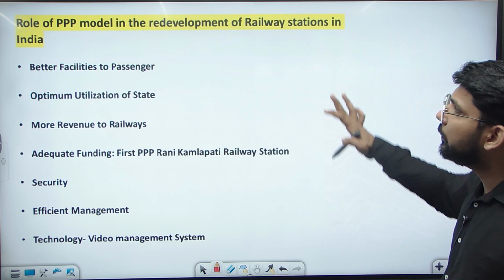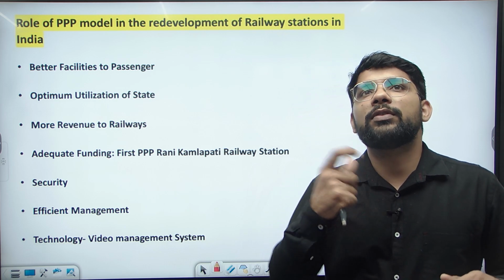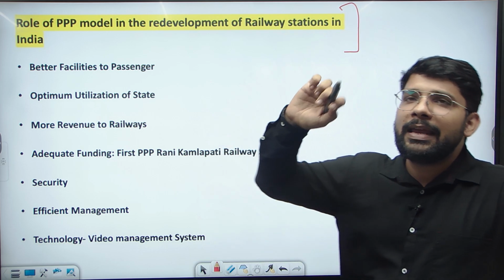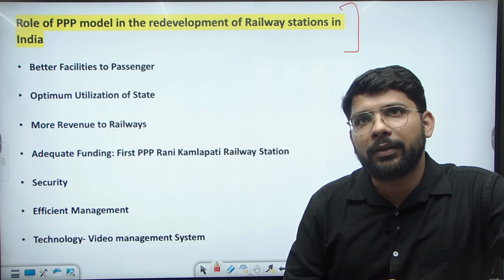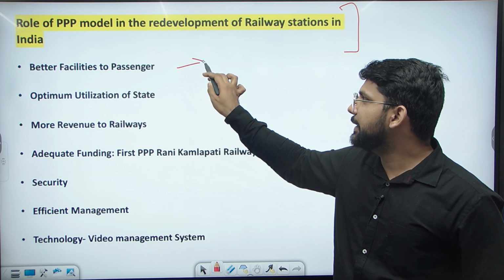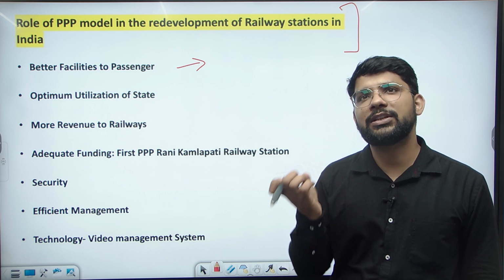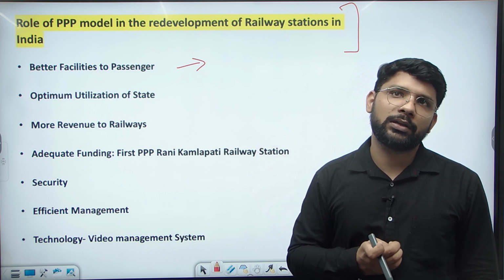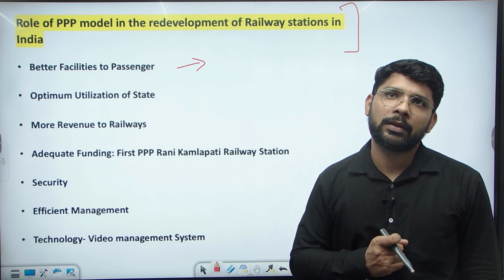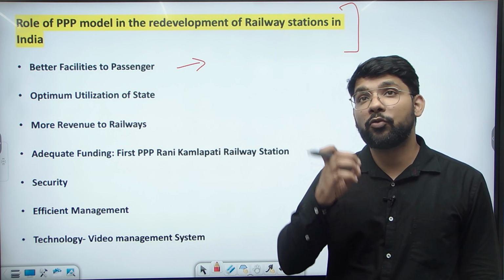Now come to the second part, which is the main requirement of the question: the role of the PPP model in the redevelopment of railway stations. How does PPP play a very important role in the redevelopment of railway stations in the country? Number one, better facility to passengers. If the government is redeveloping new stations or modifying old stations under the public-private partnership, it will facilitate the passengers. It will provide better services, better time, and a good experience.